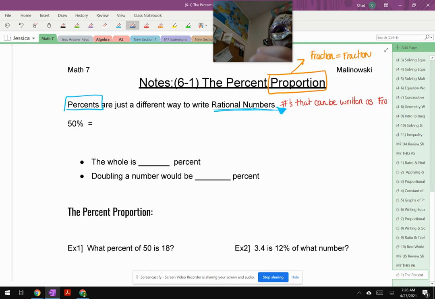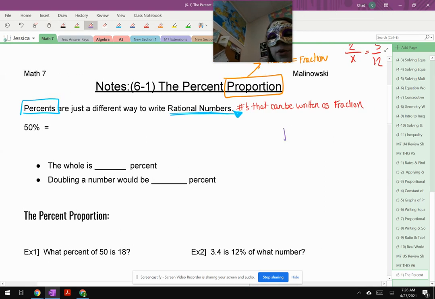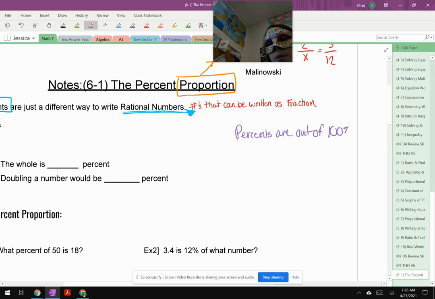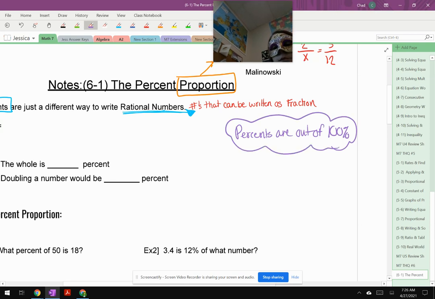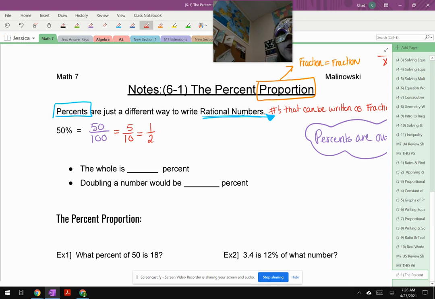So percents are a type of rational number because if we start with the percent, 50%, you might already know that percents are out of 100. That's important. So when we have 50%, we can turn that into a fraction by putting it as 50 over 100. We can turn that into different kinds of fractions by simplifying it, like to 5 over 10, or more simply, 1/2. And a whole bunch of ones in between there too.